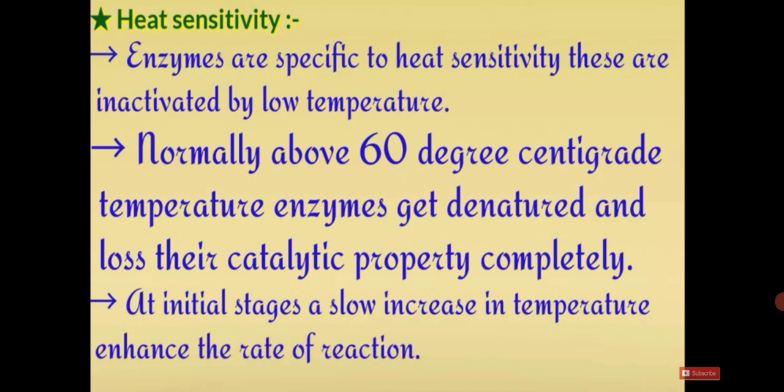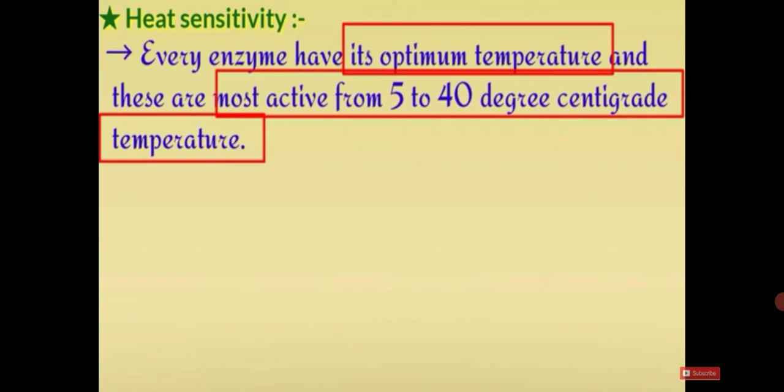So at the initial stage, a low increase in the temperature enhances the rate of the reaction, and at a certain limit of the temperature, which is called the optimum temperature, the enzyme will show its maximum rate of reaction. That is the reason this temperature is known as the optimum temperature. So every enzyme has its optimum temperature, and they are most active from 5 to 40 degrees centigrade.